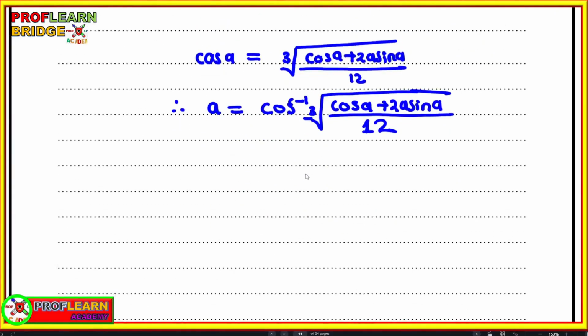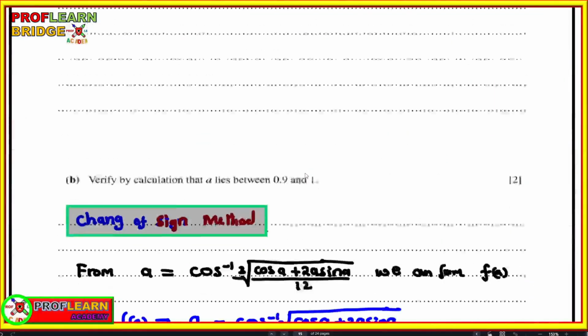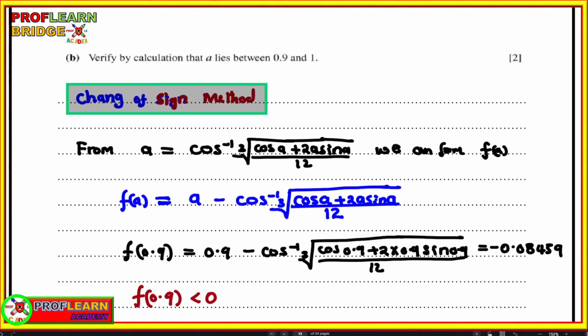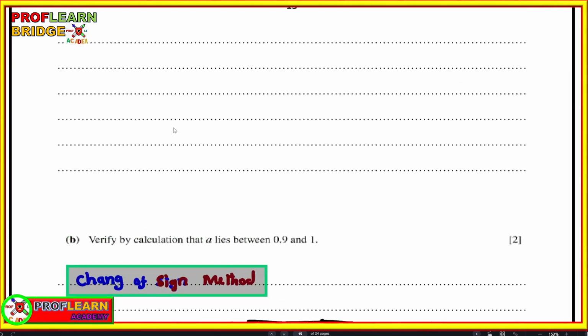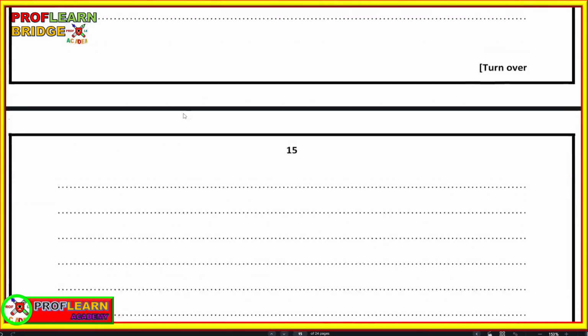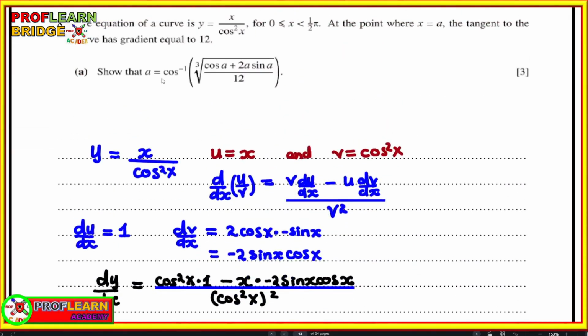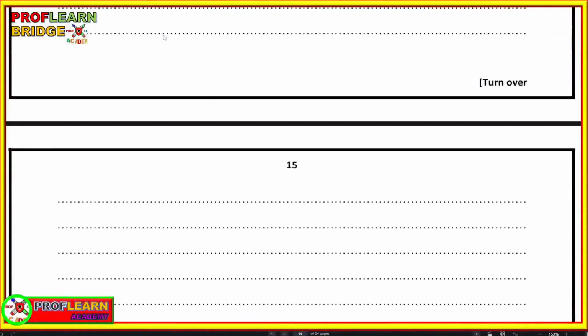So basically that's what you are supposed to do. And then moving to the next part, verify by calculation that a lies between 0.9 and 1. This means that I'm going to use the sign change formula, and from this I'm going to form an equation. Since we were told this is this, we can form a function. I can take all of this function to the other side, and I form a function of a. Let me show you how it looks like.